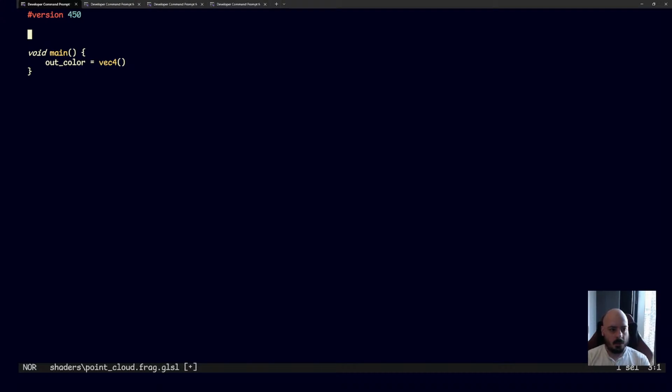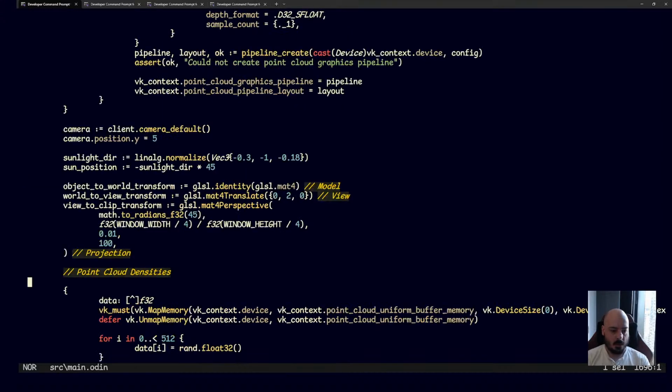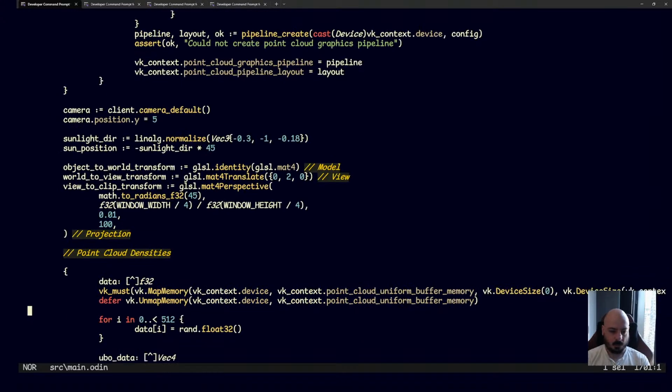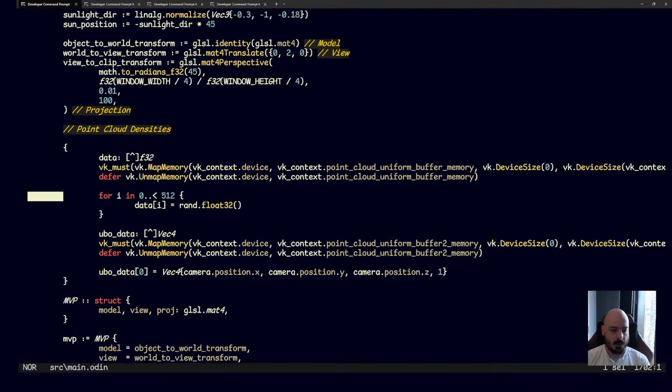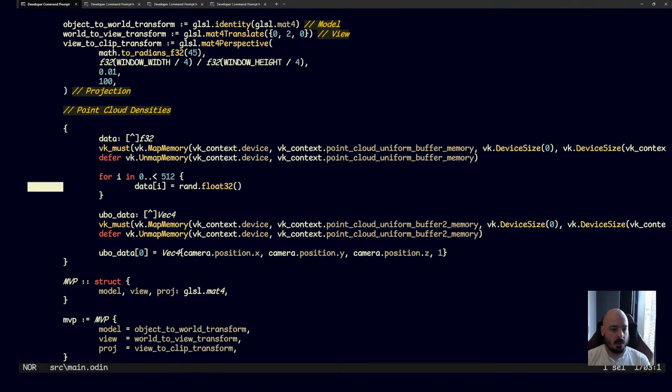So if we look at the uniform in the main file, there's two uniform buffers. One of them I think is called densities, right? This one. So it's got 512 densities, which means it's going to be a location is 0, I think. So location 0, let's see.